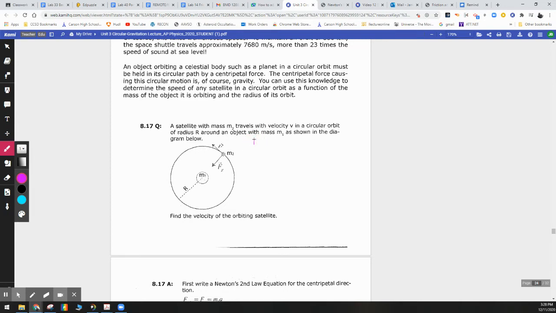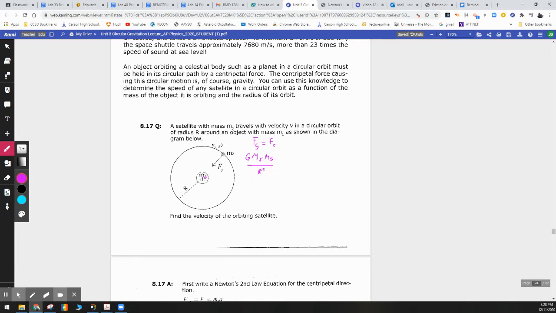So how we would do this is we go like this. The force of gravity is going to be supplying the centripetal force. The force of gravity is big G, mass of the Earth, and M2 will be the mass of the satellite, divided by R squared.